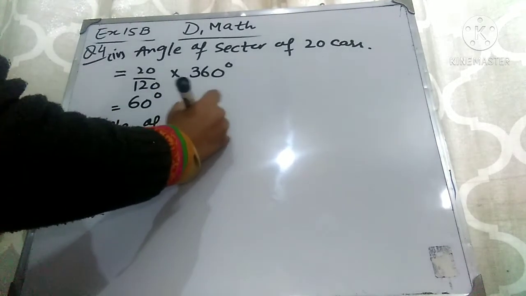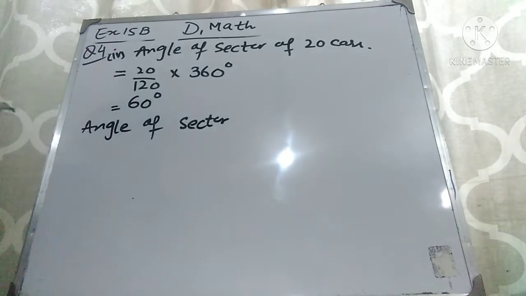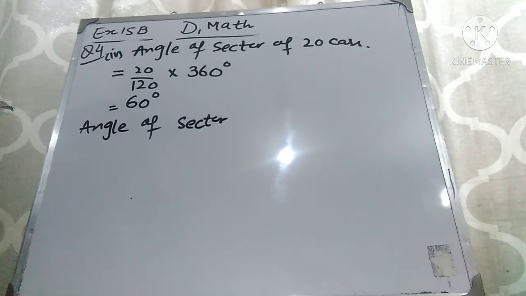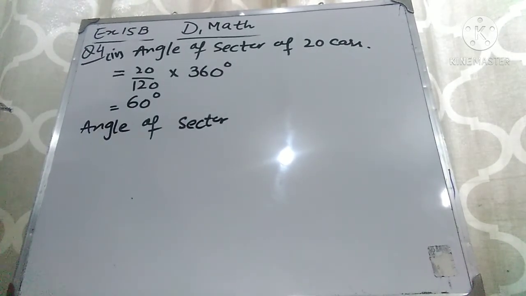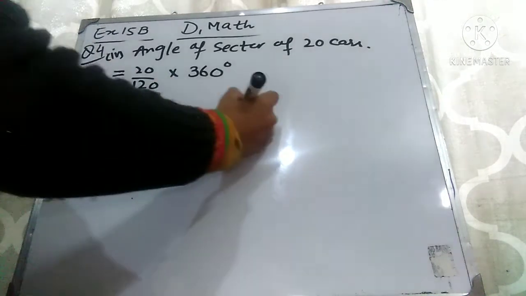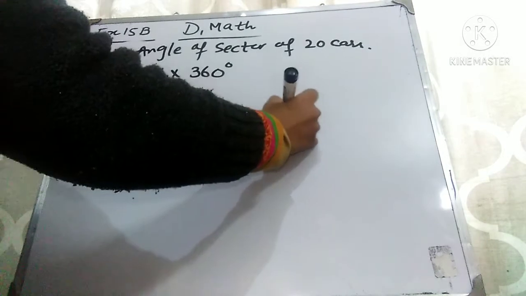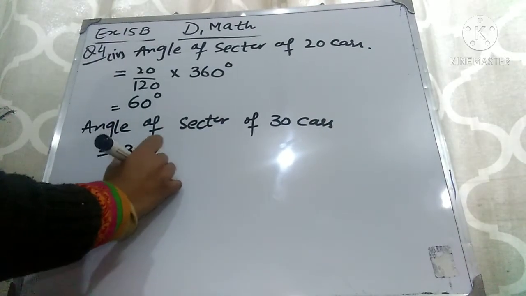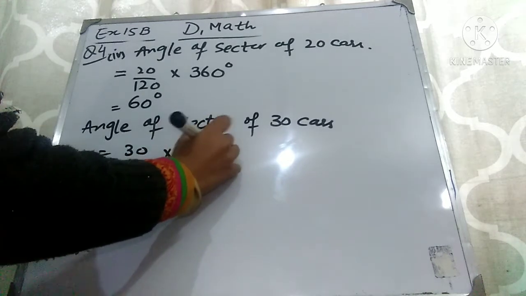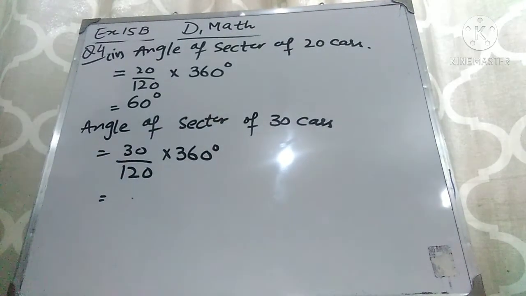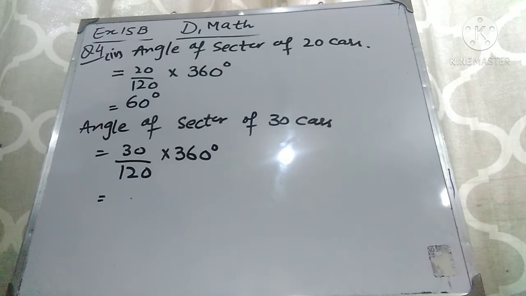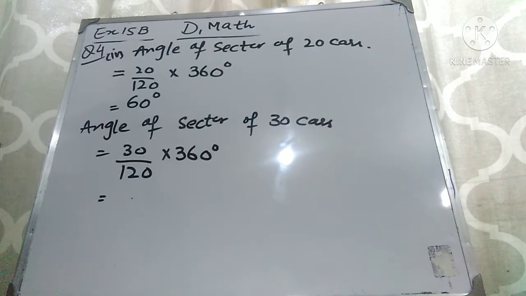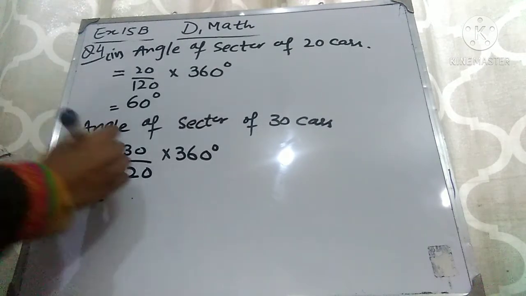Okay. In the same way, you will find out angle of sector of 30 cars, angle of sector which represents 4 number of persons. So the cars in which 4 persons are sitting are 30. So you will write down angle of sector of 30 cars. So you will divide 30 by total number of cars, which are 120, and you will multiply by 360 degrees. So when you will divide it, you will get 30 divided by 120 multiplied by 360. So you will get 90 degrees.